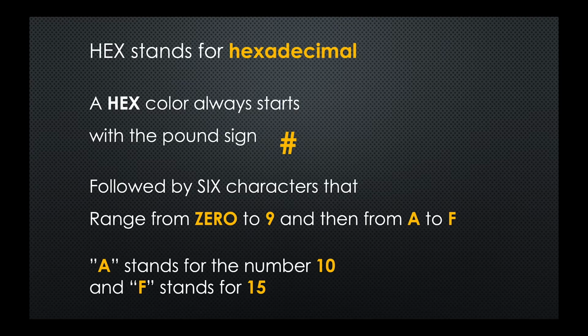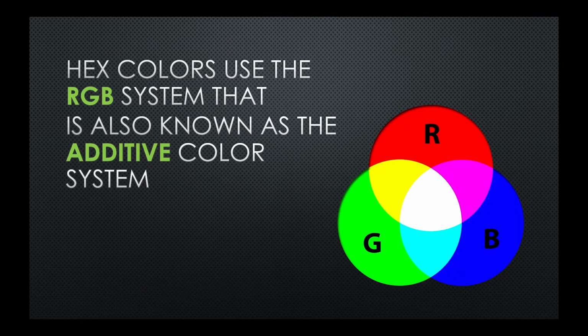A will stand for the number 10 and F stands for 15. So the range from A to F represents the numbers from 10 to 15. Hex colors use the RGB system, also known as the additive color system. And if you combine all the colors with all the intensity, you always get the color white.